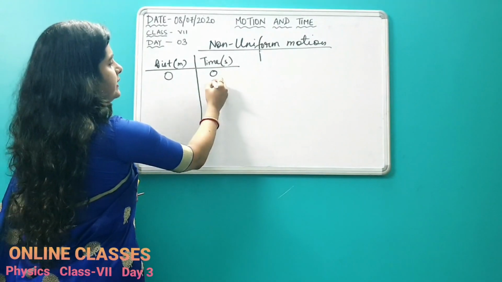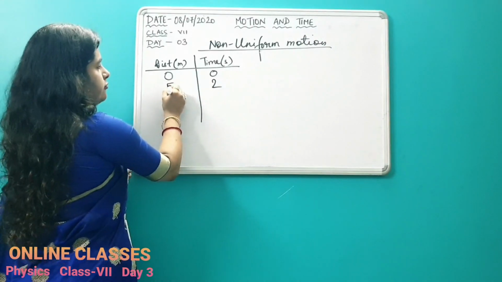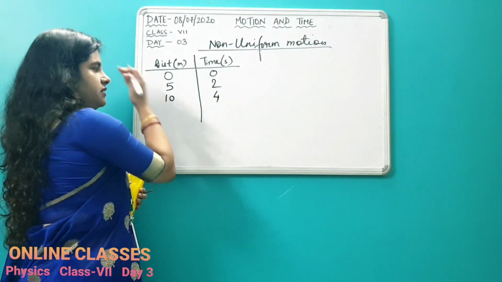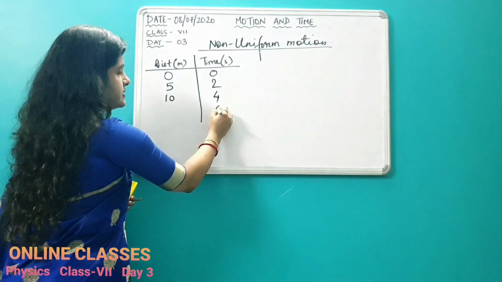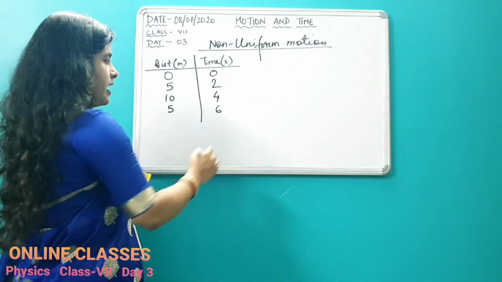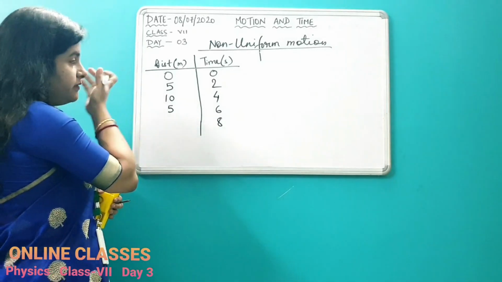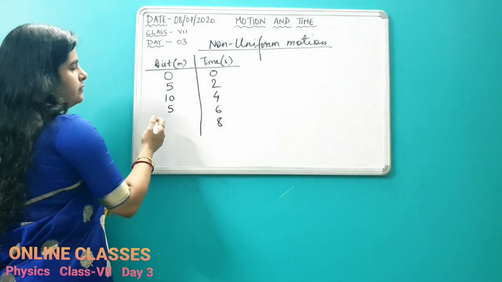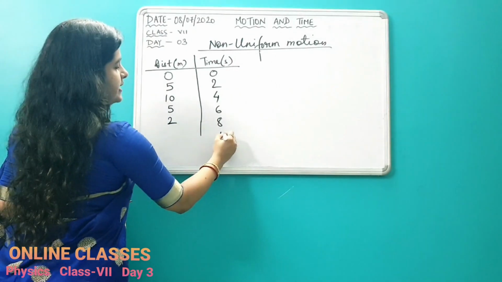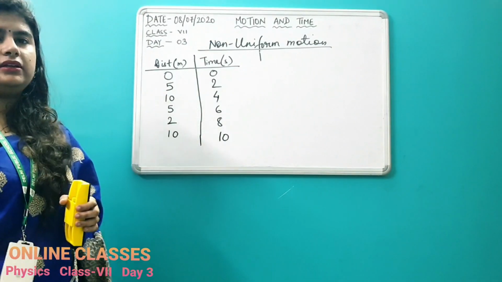Supposing you are calculating after 2 seconds, you find the distance covered by the vehicle is 5 meter. After 4 seconds, the distance covered is 10 meter. After 6 seconds, distance covered is 5 meter. After 8 seconds, you find that the distance covered by the vehicle is, supposing, 2 meter, and after 10 seconds you find the distance covered is again 10 meter.